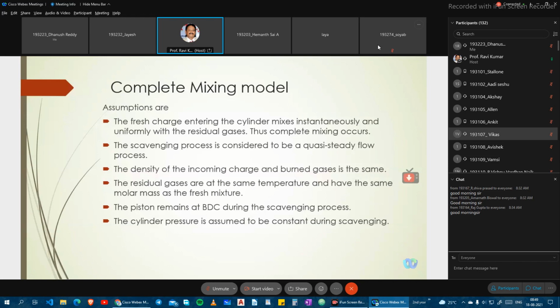The cylinder pressure, because you know the stroke length and the stroke diameter also we will know. In this area only we are going to concentrate. The cylinder pressure is assumed to be constant during the scavenging process. Temperature and pressure will change a lot during the scavenging process or the combustion process.